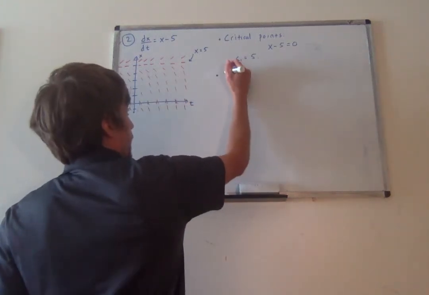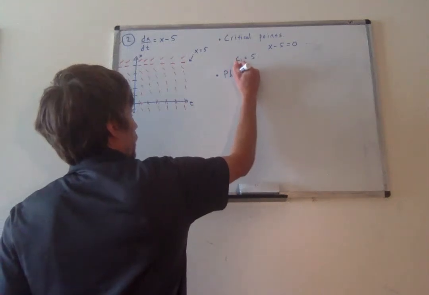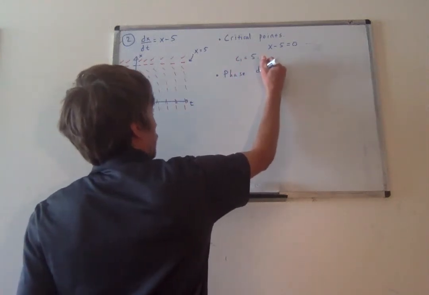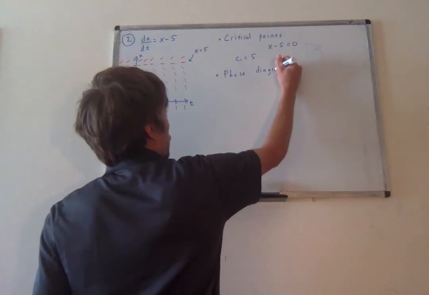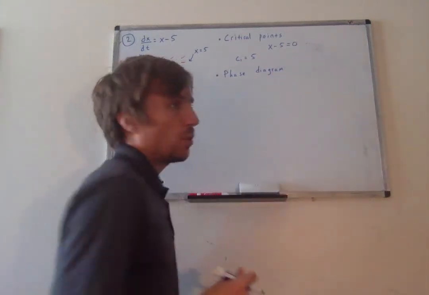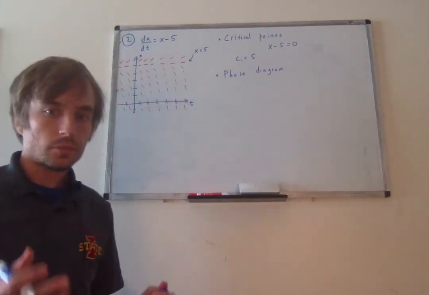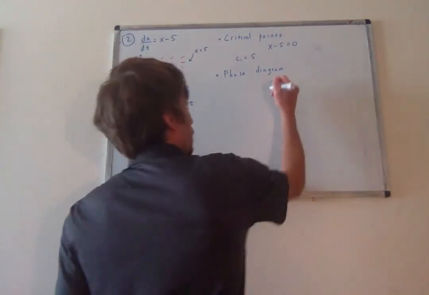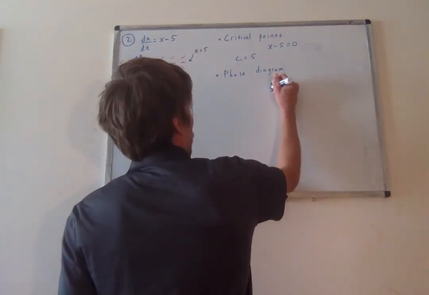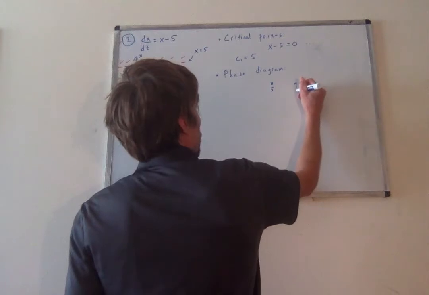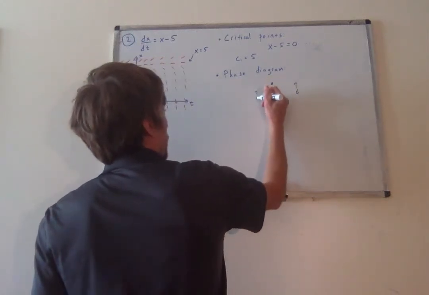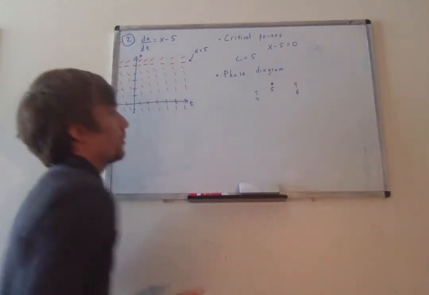However, you might not always have slope fields, so we should draw a phase diagram for this critical point to determine if it is stable or unstable. So remember, with this, what we want to do is take our point and, in number line fashion, check what's happening on either side of that point.